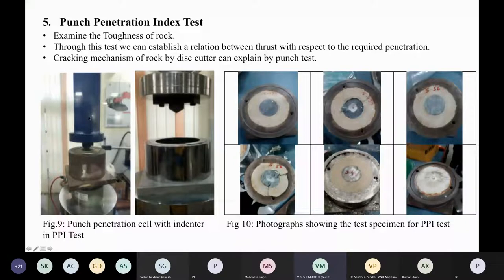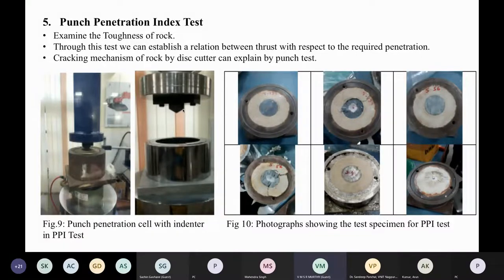You can see it's a loading frame wherein we have an indenter. You can see the close-up view of the indenter. It more or less matches with the edge configuration of the cutter ring. The cutter ring that we are using in TBMs has an angle of about 110 degrees, 120 degrees. It has different angles, and then it has a certain width actually.